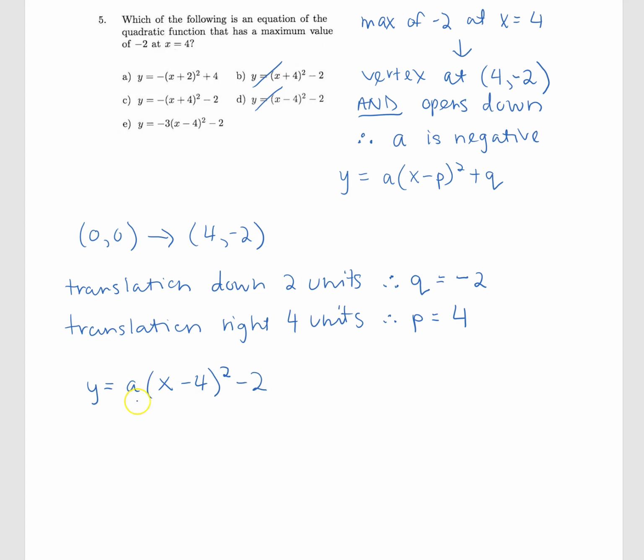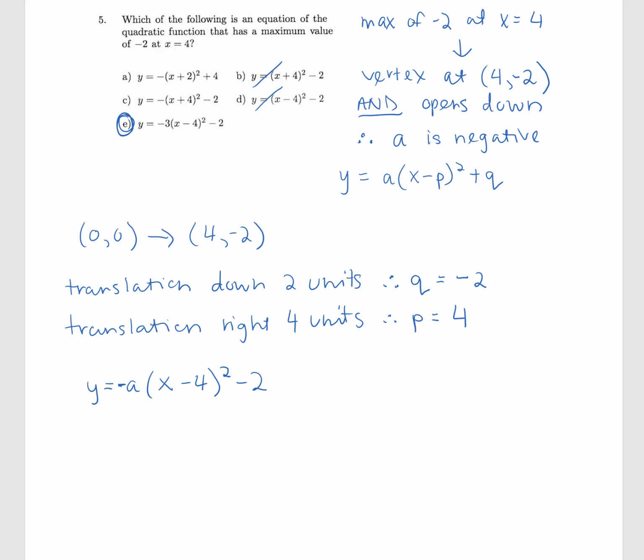And you can see that I've left this a here as a variable because we actually don't know what a is. And a, like we said earlier, is going to be negative. We don't know the value of a. But it actually doesn't really matter because looking at these options, we can see that only option E has a -4 here in the squared term and a -2 on the outside here. So E matches up with the values for p and q that we've figured out, and therefore E is the right answer.